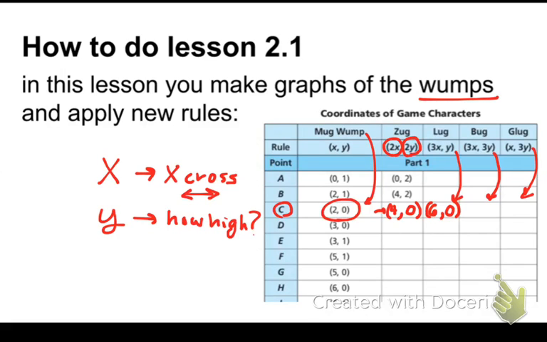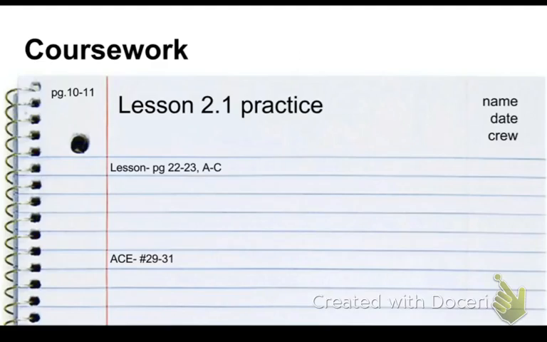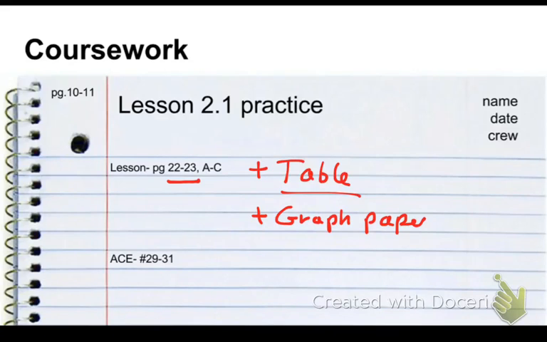Okay, so ladies and gentlemen, our work today, our classwork is going to be on page 22 and 23, A through C. You're going to need a table, which I will provide for you. You can paste it into your book when you're done. You're also going to need lots of graph paper, which I will also provide for you. And your ACE problems are going to be 29 through 31.